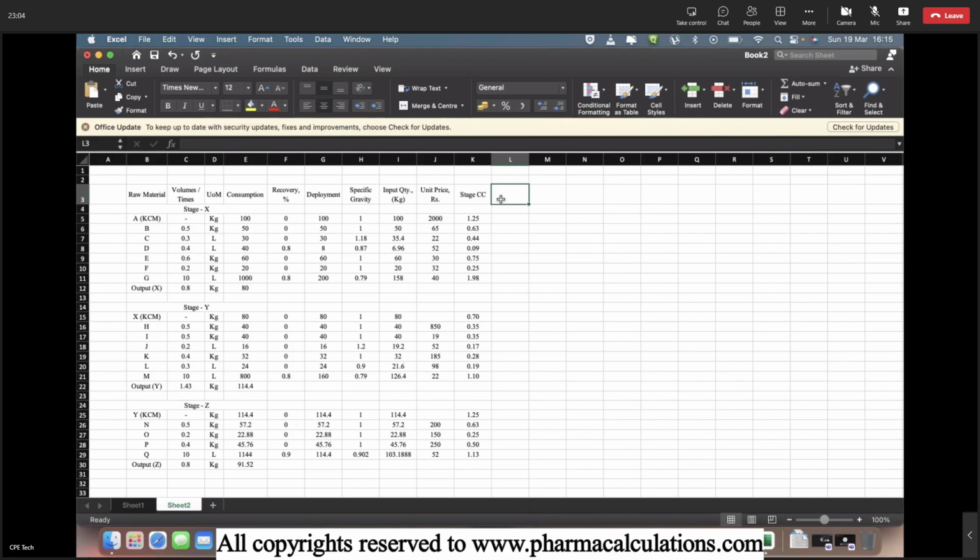Now let's see the cost of these materials with respect to state CC. Cost as per state CC, and this is going to be the state CC multiplied with the unit price. So just drag it.